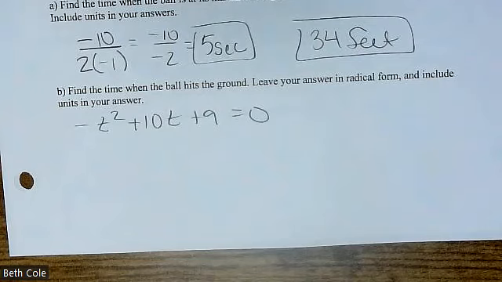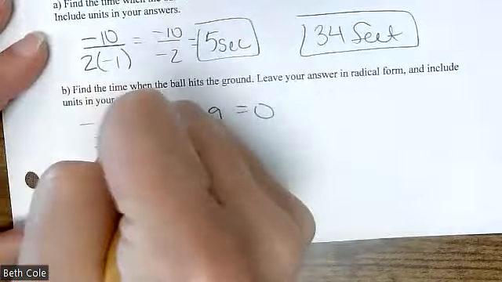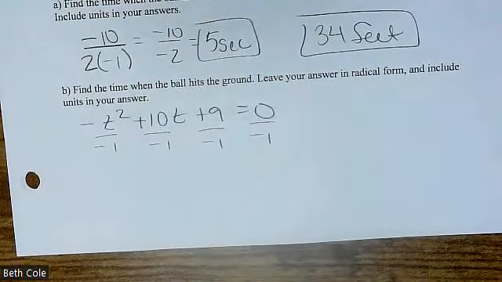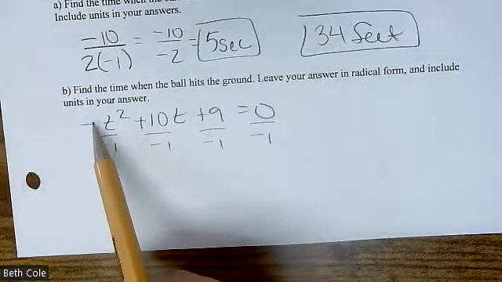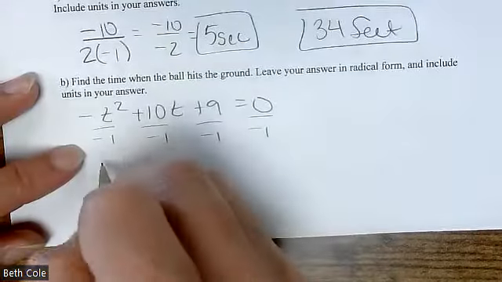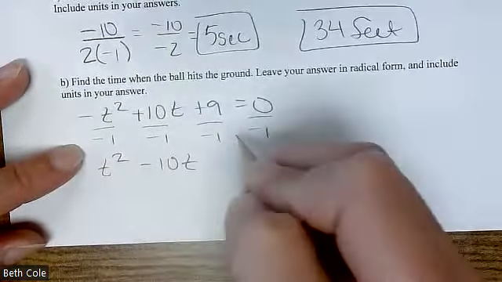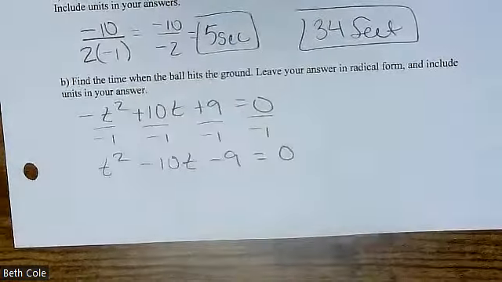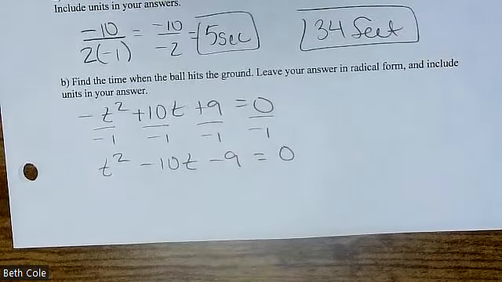Now, if it equals 0, and only if it equals 0, you can get away with this. I'm going to divide everything by a negative 1. Why would that benefit us in this problem? What's that going to do that helps us? Yeah, it's going to make this part positive. Good. Okay, so everything's just going to flip-flop its sign. It'll be t squared minus 10t minus 9 equals 0. And that's why you're allowed to do that. It's because 0 divided by anything is 0.